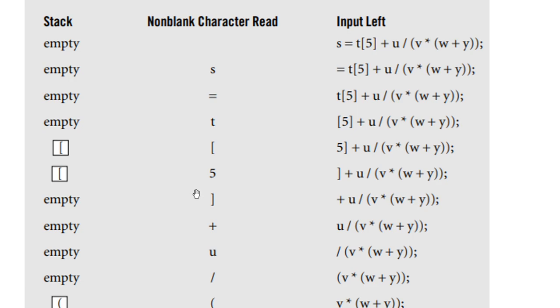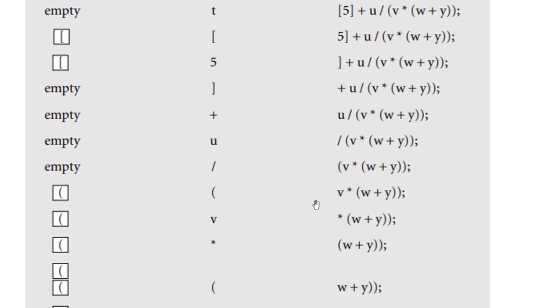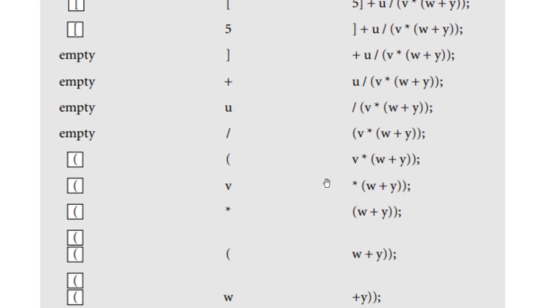So basically, this open bracket will be popped off. And then let's proceed with this part here. It reads the open bracket, so the open bracket will be put into the stack, and then it will read the next character, which is V, and then the multiply sign, and then another open bracket.